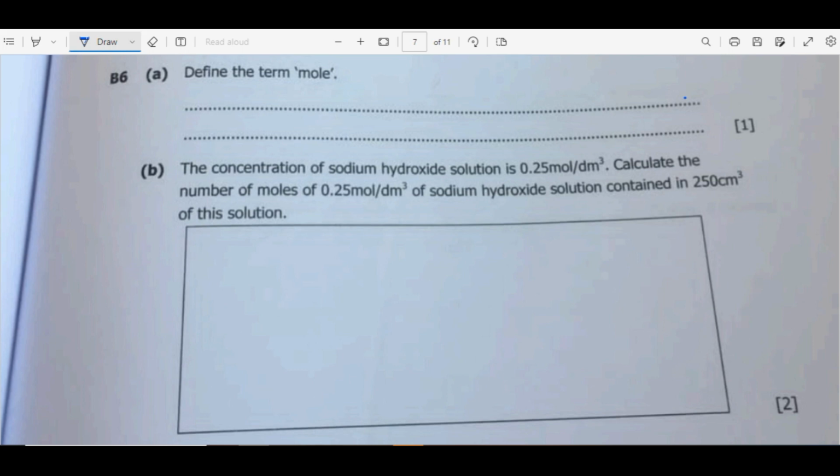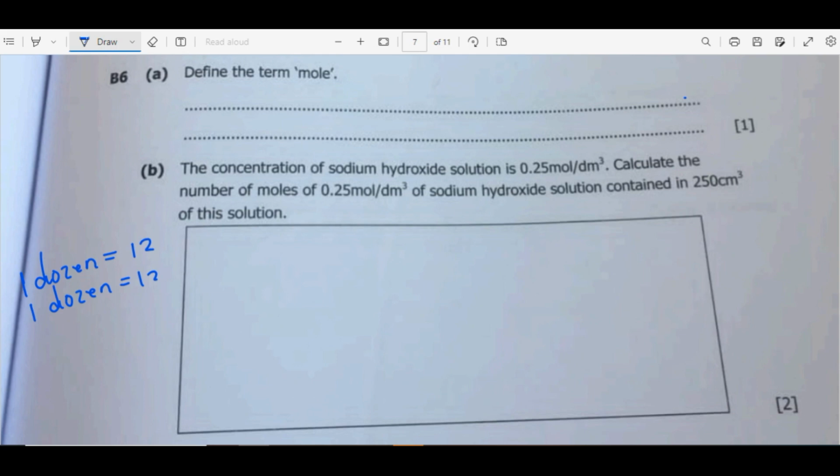Define the term mole. What is meant by a mole? Now how I like to look at what a mole is, I think of this as a dozen. Remember, 1 dozen simply means 12 items. If I say I have 1 dozen of eggs, it means I have 12 eggs. So a dozen simply means a fixed amount. It can represent anything. If I say I have a dozen of mathematical sets, it means I have 12 mathematical sets.